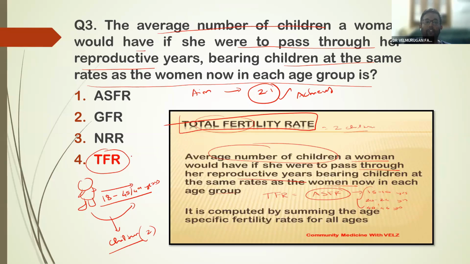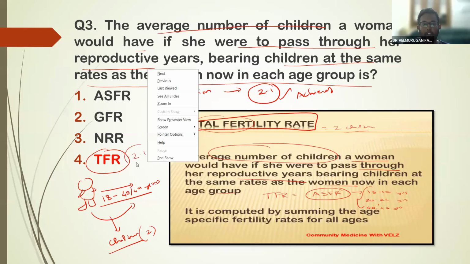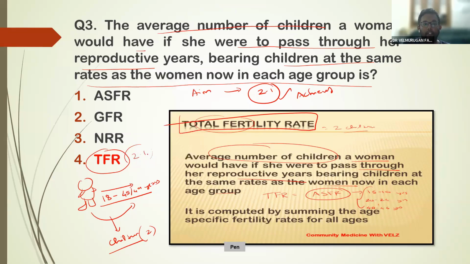So if the total fertility rate is 2.1, we can assume that normally a mother will have 2 children born to her during her reproductive age. The 0.1 is added for any deaths. That is called TFR, or total fertility rate. That is also our aim of the national population policy, a TFR of 2.1. We have achieved this according to the National Family Health Survey 5. According to the recent survey NFHS 5, we have achieved the TFR of 2.1 at the national level.